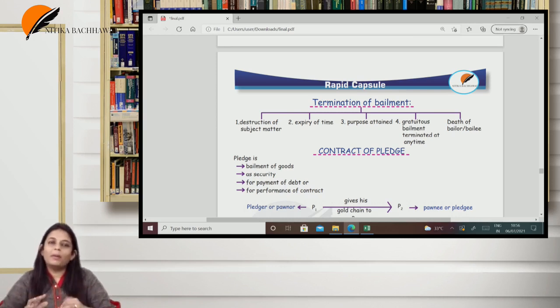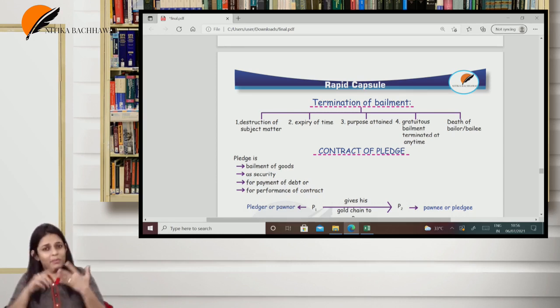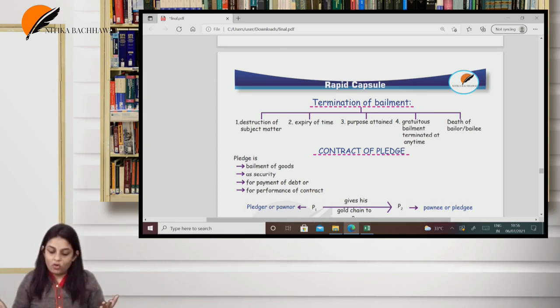Something happens to the puppy. I don't want to give an example also. The time for which the bailment was made, that is over. The purpose for which the bailment was made, that is over. If it is a gratuitous bailment, it can be terminated anytime.